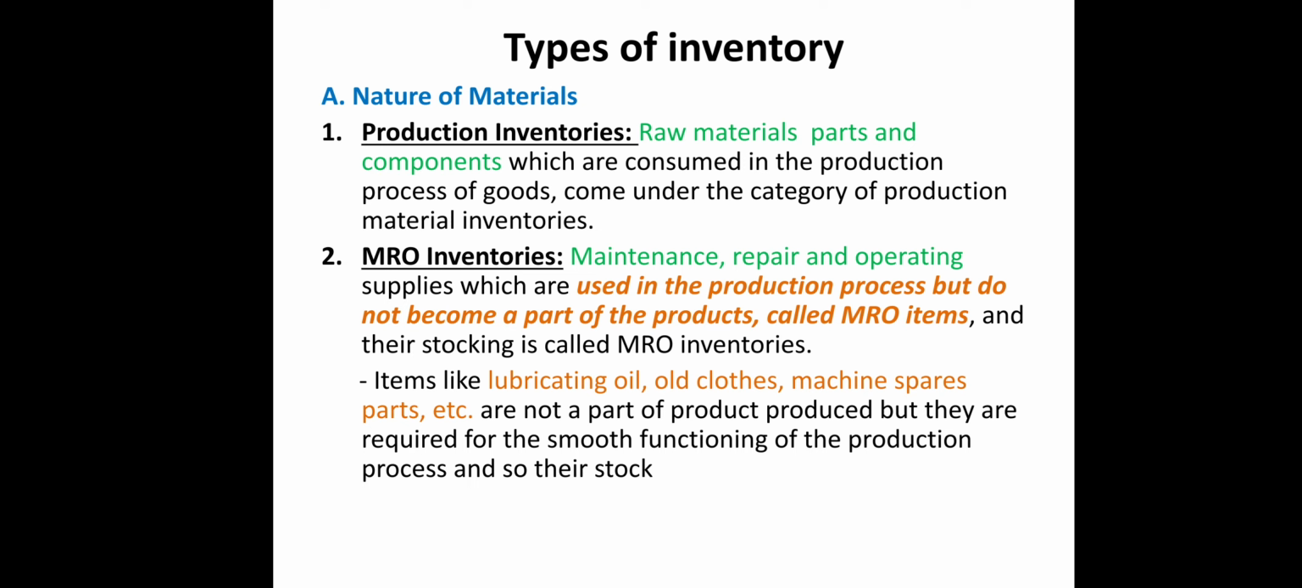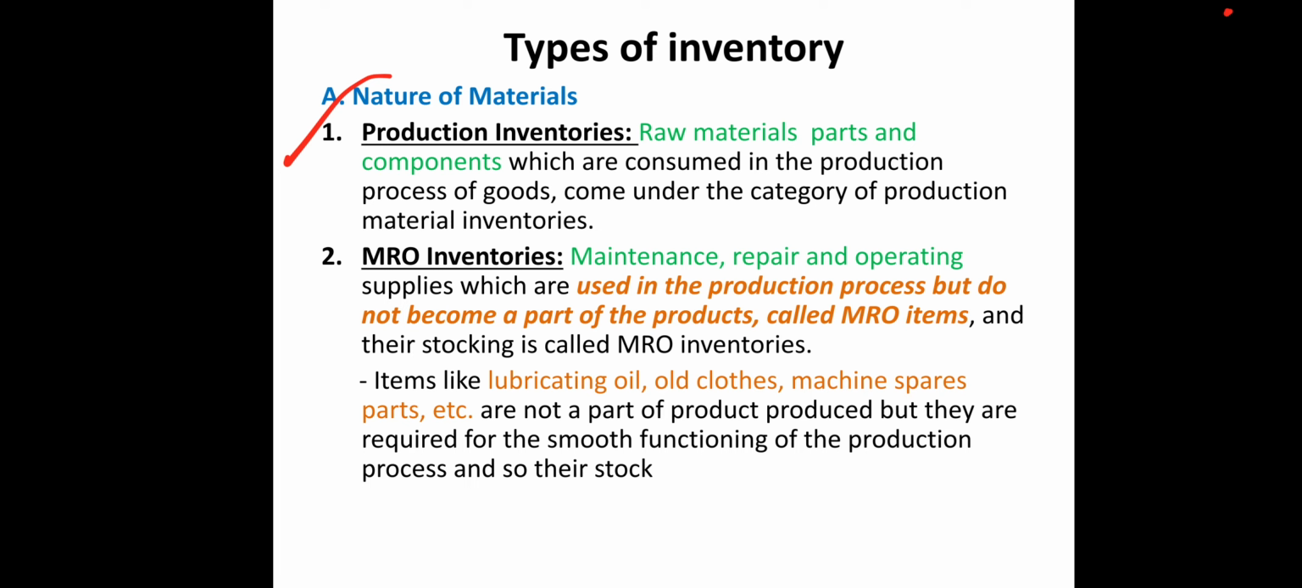So, types of inventory. According to nature of materials, the first type is production inventories. Raw materials, parts and components which are consumed in the production process of goods come under the category of production material inventories. So classification of inventory is on the basis of two things. The first one is nature of materials, and the nature of materials is again classified. The first one is production inventory.